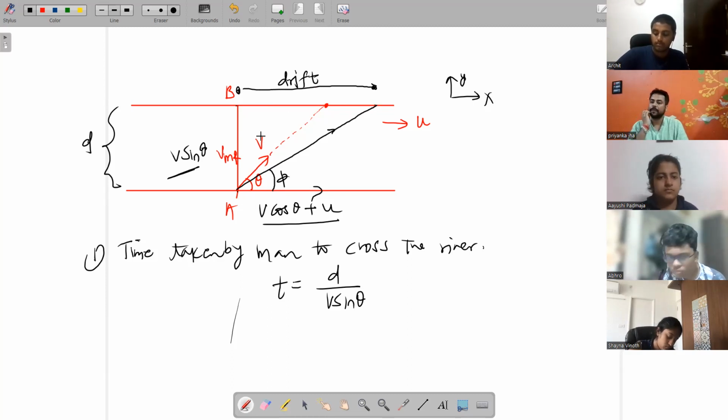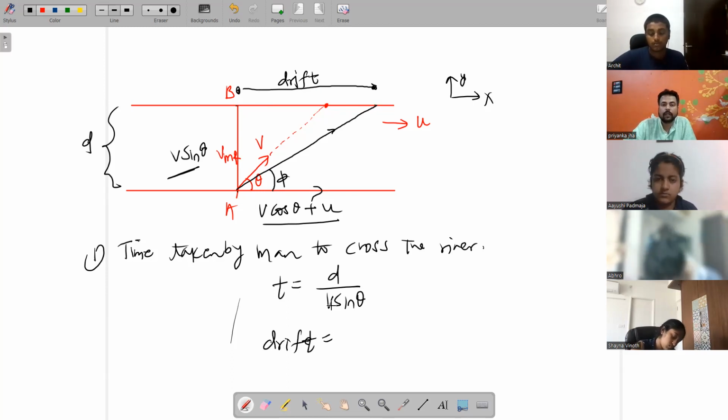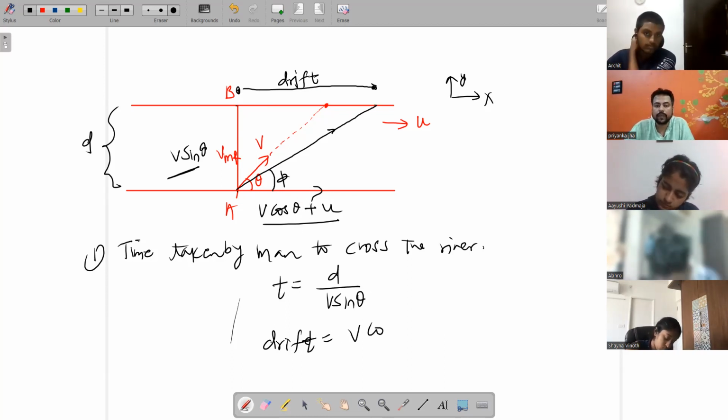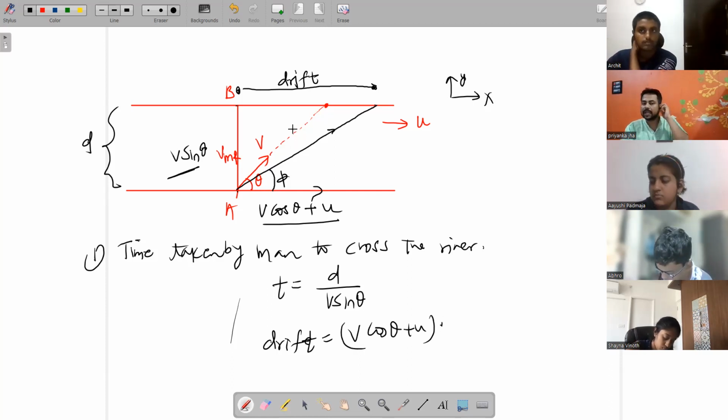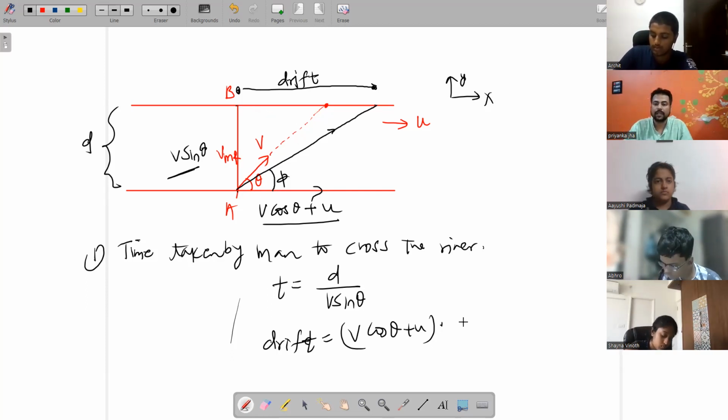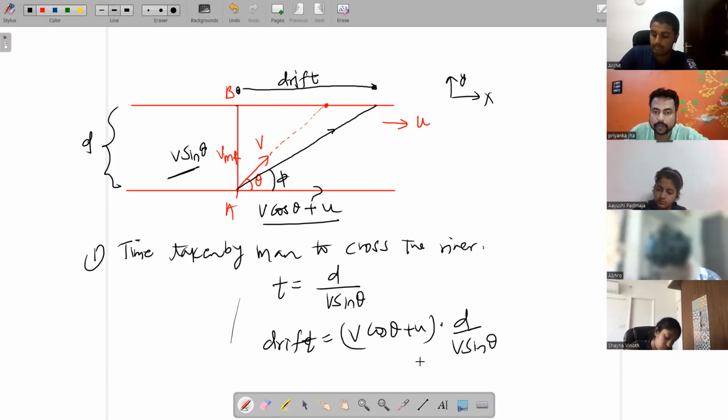There is a term drift, and this drift can be written as, so which component is responsible for drift? This horizontal component. So v cos theta plus u into time. The amount of time it has taken to cross the river, in that time only how much drift it can have. So this time is d upon v sin theta. This is the amount of drift it will have in crossing the river.